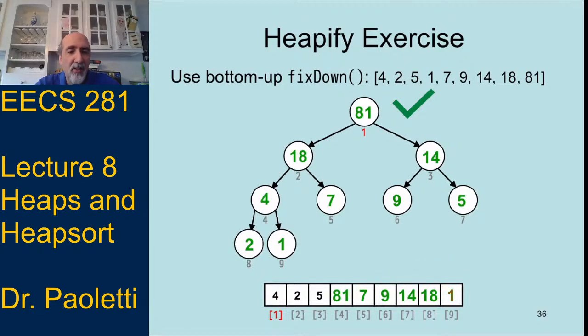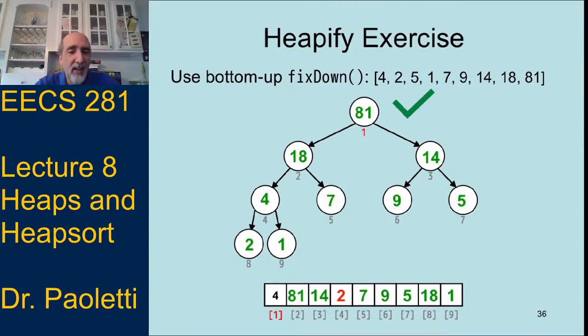Call fix down on 3. Check 3 with respect to its children at 6 and 7. Swap with the highest priority child. We've reached the level of a leaf node. The fix down is done. Move over to index 2. Check your children at 3 and 4. Swap with the highest priority child. Fix down is happening. So we swap there, and then we keep going with the fix down.